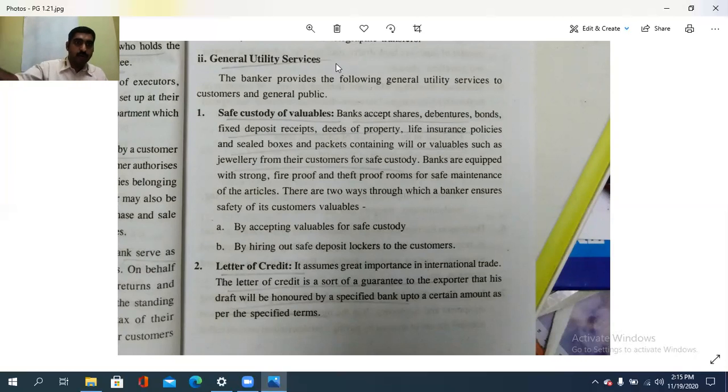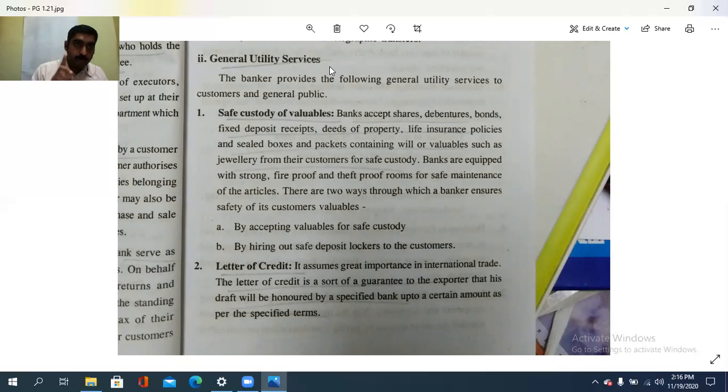Okay, this letter of credit is a sort of guarantee to the exporter that his draft will be honored by a specified bank up to a certain amount as per the specified terms. There should be some specified terms. That is, this is for a certain amount and that is to be honored by a specified bank. So that is the letter of credit, means it is a guarantee. Based on that guarantee, trading is to be undertaken. That is the letter of credit.